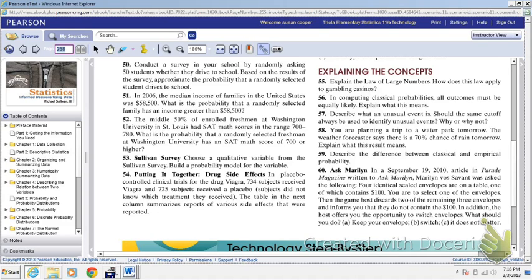Let's try 54. Right here. It's called Putting It Together, Drug Side Effects. In placebo-controlled clinical trials for the drug Viagra, 734 subjects received Viagra and 725 subjects received a placebo. Subjects did not know which treatment they received. Later we'll talk about the design of experiments, the placebo effect, all of that, but not now. The table in the next column summarizes reports of various side effects that were reported. For now, I just want to practice reading tables and interpreting tables.